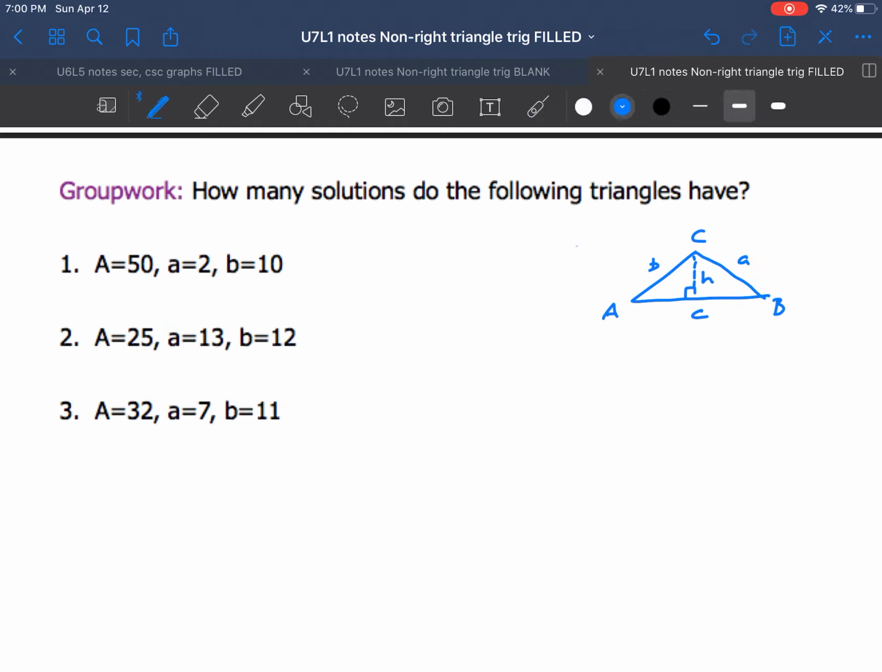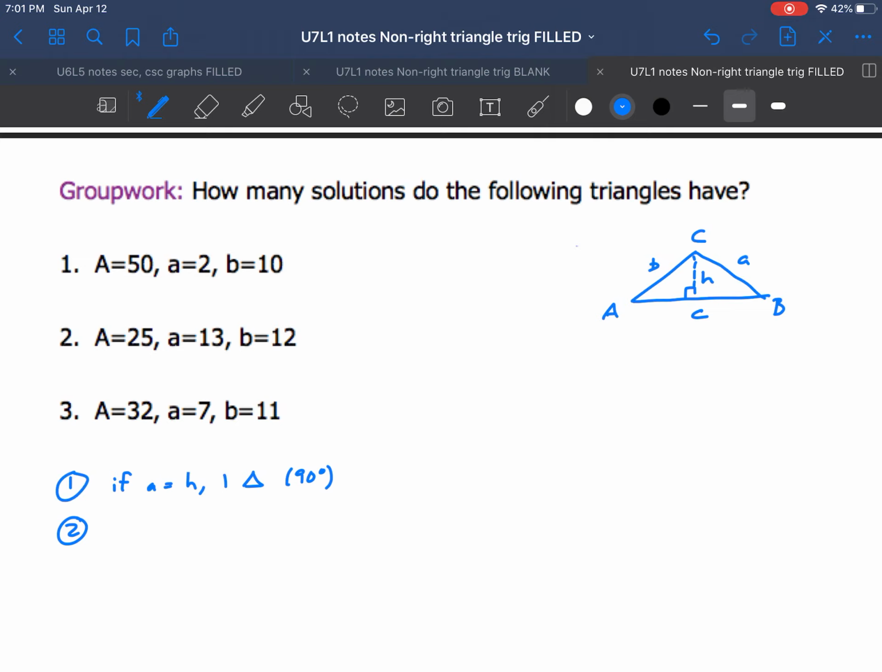Okay? So I'm going to write that as our first case: if A is equal to H, we have one triangle. And I'll just put in there that that means that we have a 90-degree angle. We'll get to how to look at that in a couple minutes.